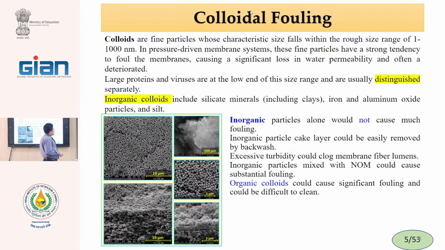This is an example of colloidal fouling. These photographs, SEM images, were taken from the surface of a fouled membrane. We see that the particles cause an increase of the membrane thickness, and we have a new layer, and this new layer can cause a reduction of the membrane flux.